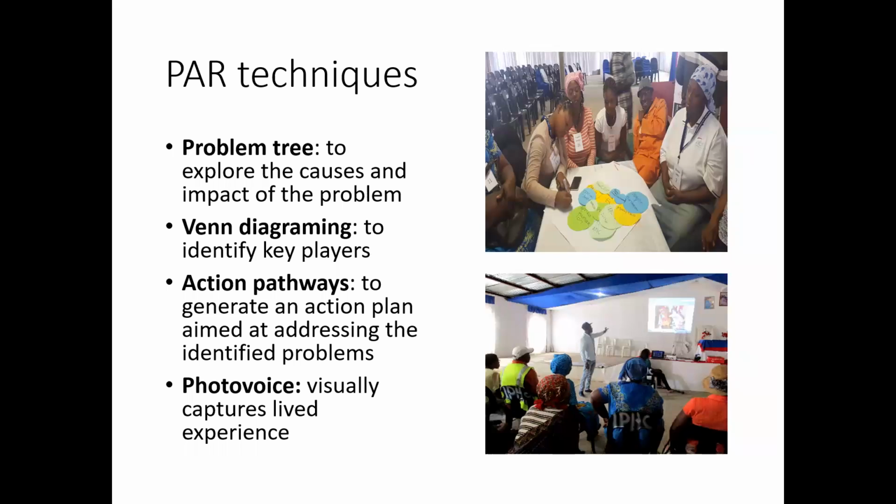The first one is a problem tree. We use the problem tree to explore the causes and impact of the problem. And the second one is Venn diagramming. It is used to identify key players or the key stakeholders that are involved in the identified problem. The third one is action pathways. It is used to generate an action plan aimed at addressing the identified problems. And the last one is photo voice. It is used to visually capture lived experiences, as you can see on those pictures on the side there.